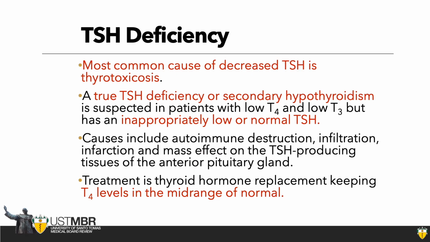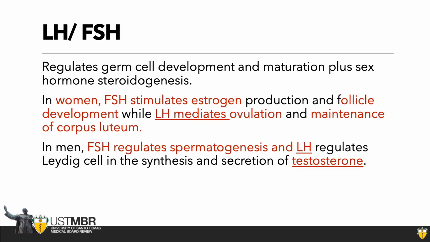If they're treatable, you treat it. If it's not treatable, you just give patients thyroid hormone. LH and FSH, you know very well how important they are, both in female and male, in terms of regulating ovulation and also menstruation. In the case of men, for spermatogenesis and testosterone production.